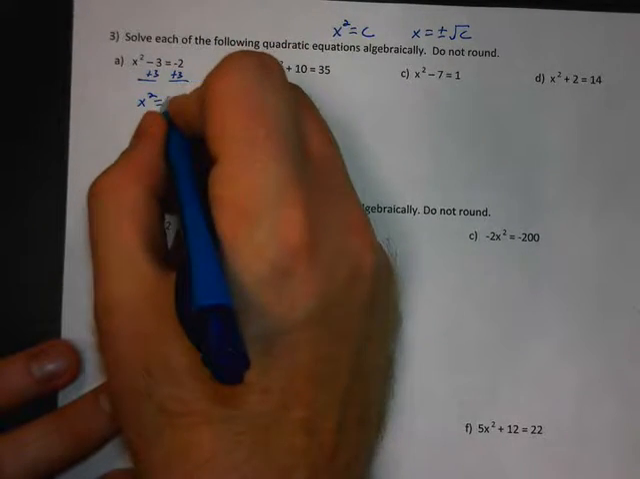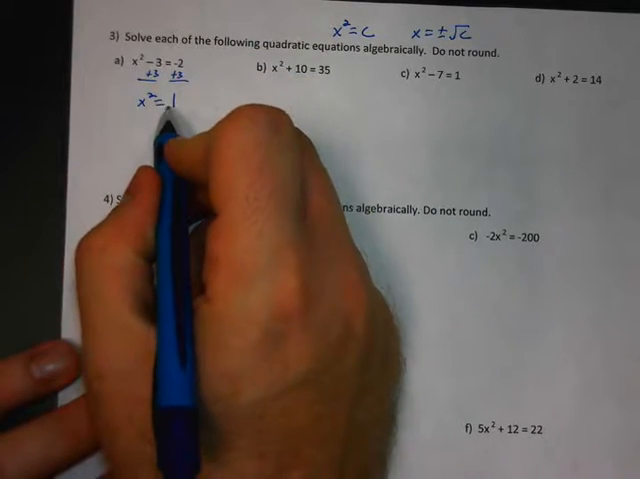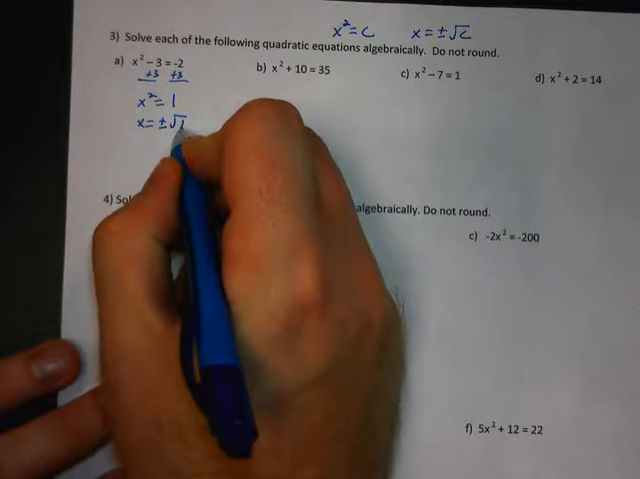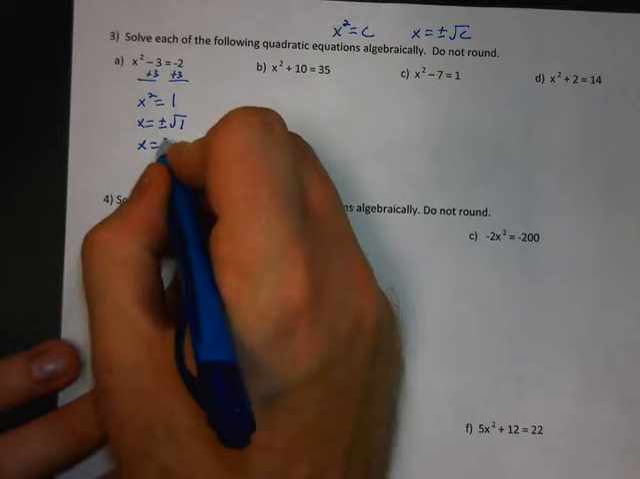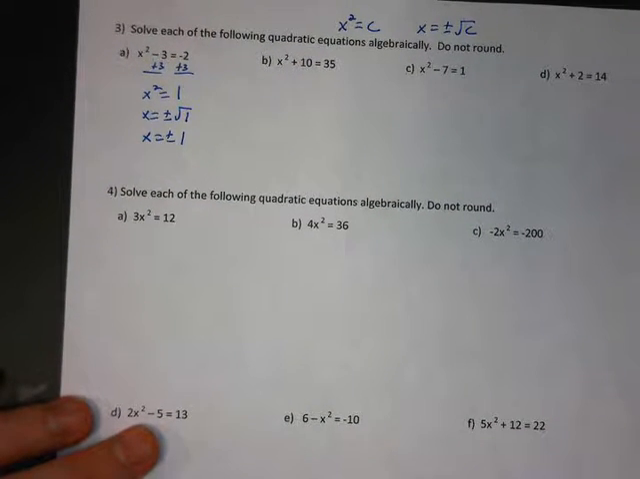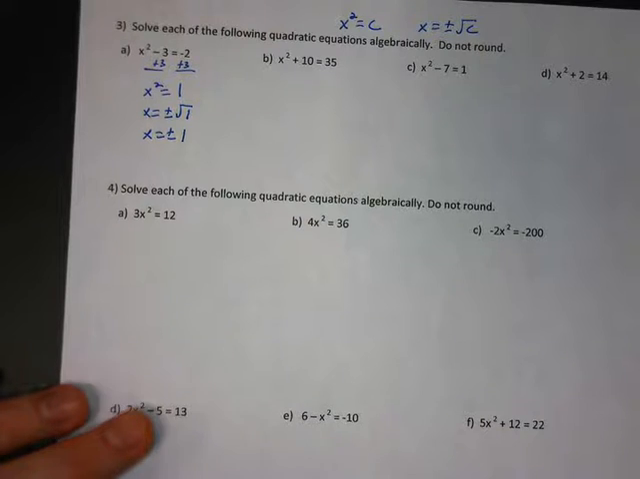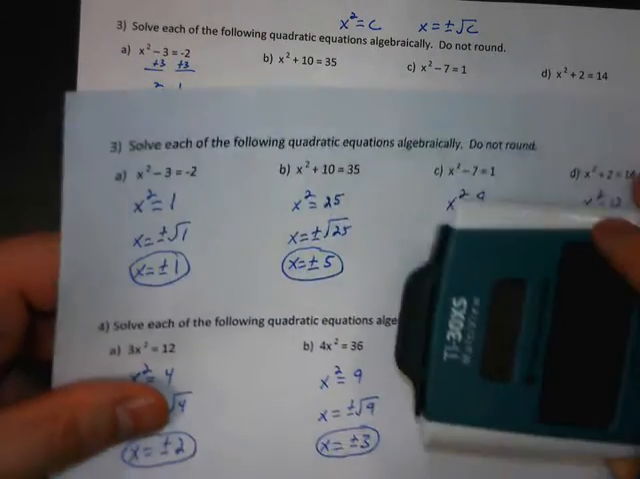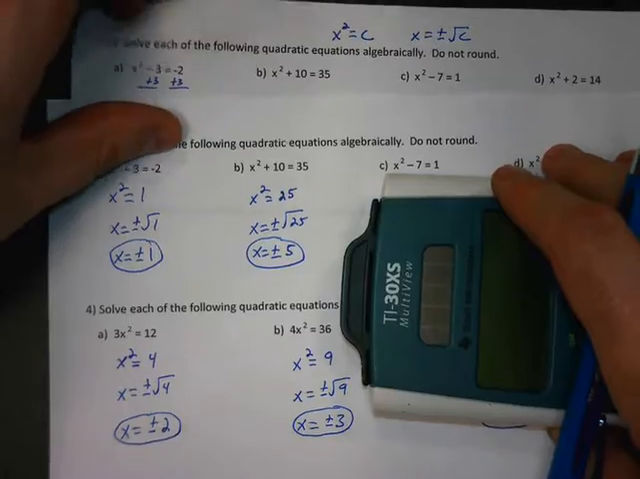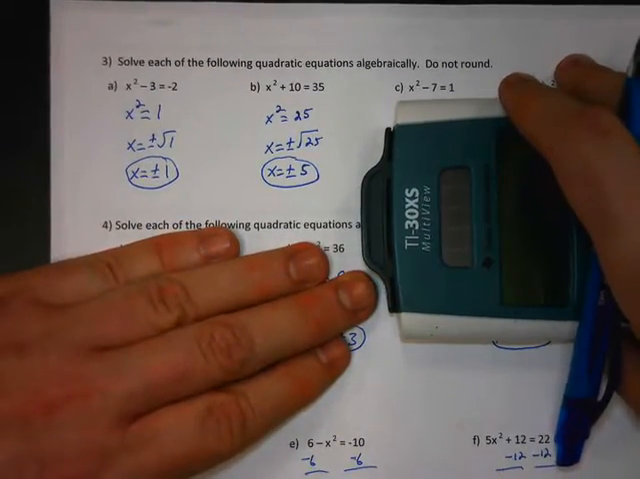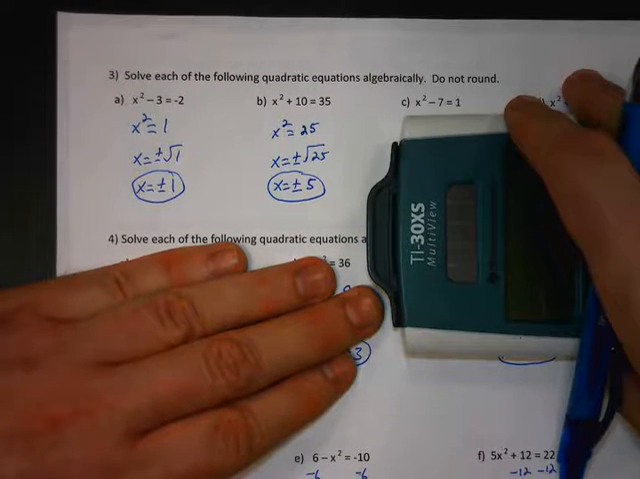So x squared equals 1. So now we have x squared equals a number. So x equals plus or minus the square root of that number. And the square root of 1 is just 1. So x equals plus or minus 1. If you take a second and do part B, I'm just going to put the answer up there quickly because that's a fairly straightforward one. Notice you take the square root of 25, you get x equals plus or minus 5.